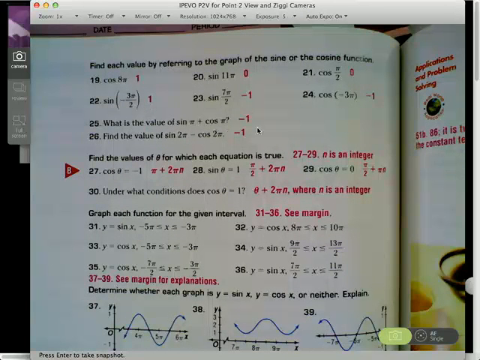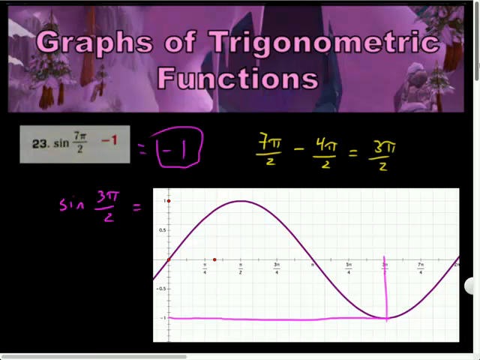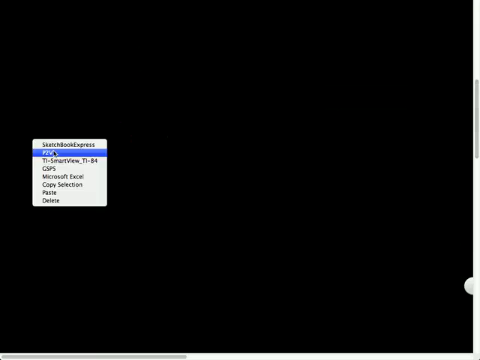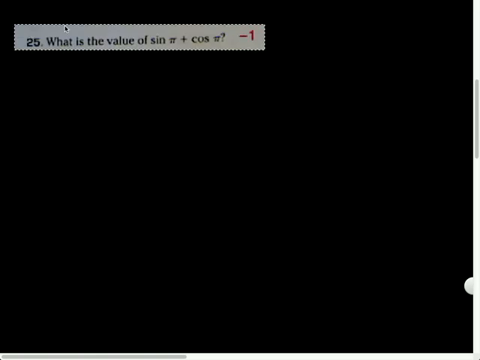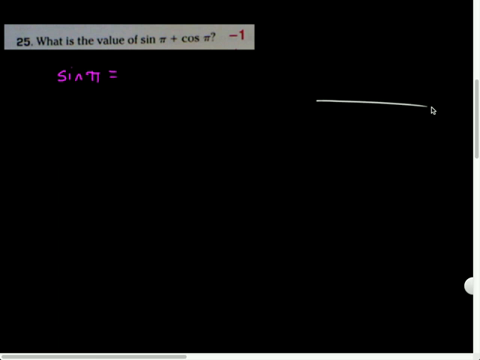25. I don't understand. It says, what is the value of sine pi plus cos pi? Can you figure out the value of either of those? No. Well, then let's do this together. How would I find the value of sine pi? Can you use your fingers? I don't understand it. Sine of pi, I don't know.